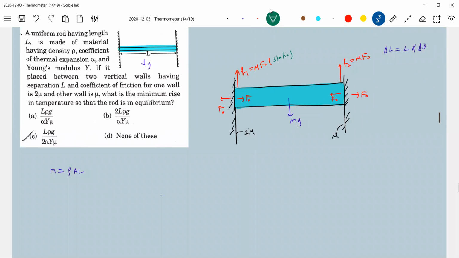Agree with this? Because this is 2 mu, no? So don't write 2 mu; a static friction will act here. So how much static friction? Here for F1, instead of writing mu F naught, better write F2. F2 is limiting friction, and this one will be static.